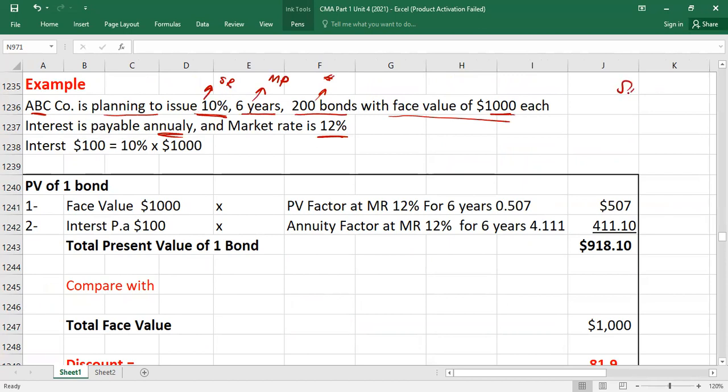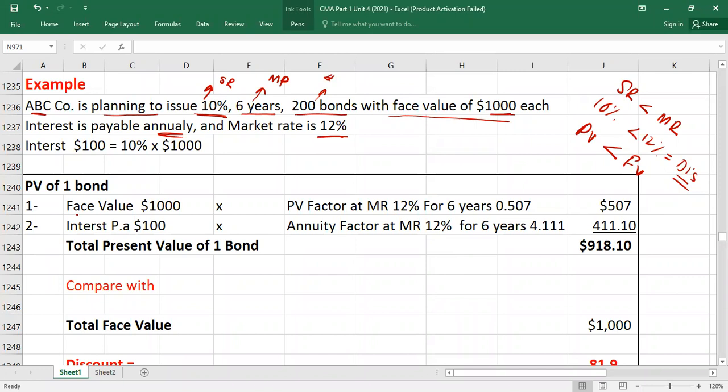Simply, your stated rate is less than the market rate, because stated rate is 10 and market rate is 12. Obviously, whenever this is the scenario, this is a case of discount. And a discount will arise when your present value is lower than face value. Right or wrong? This will happen. Now you have to calculate the amount of discount. So I'm doing the calculation for one bond first, and then we can turn it into total.